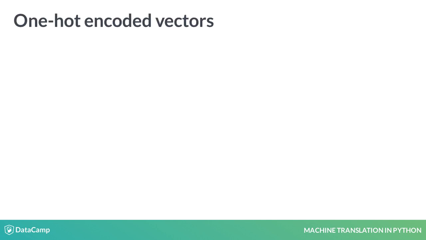When feeding words to a machine translation model, words need to be converted to a numerical representation. One-hot encoding is one of the commonly used transformations. In one-hot encoding, a word is represented as a vector of zeros and ones.